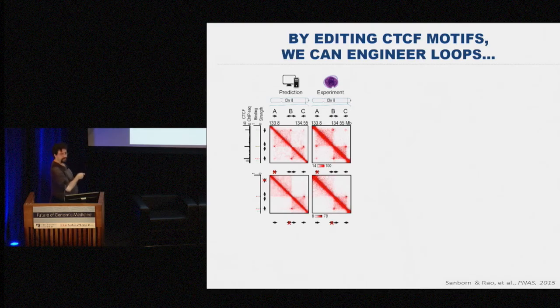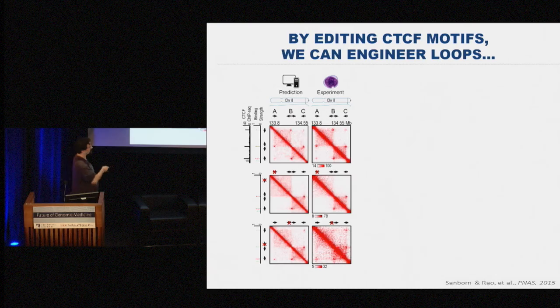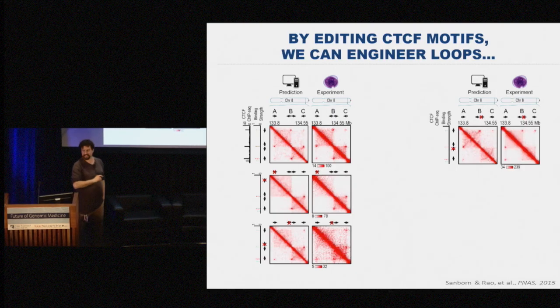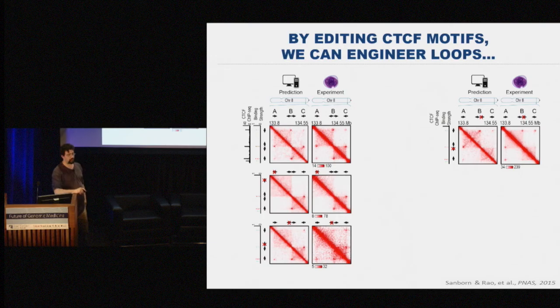We're going to get rid of the CTCF motif at B that points backwards. That should kill the loop from A to B, but it shouldn't affect the loop from B to C. And lo and behold, you do that, and that's exactly what you observe. OK, now let's have more fun with the convergent rule. Let's get rid of B forward. You should lose the loop from B to C, and in fact, that's exactly what you do. You lose the loop from B to C. You don't lose the loop from A to B.